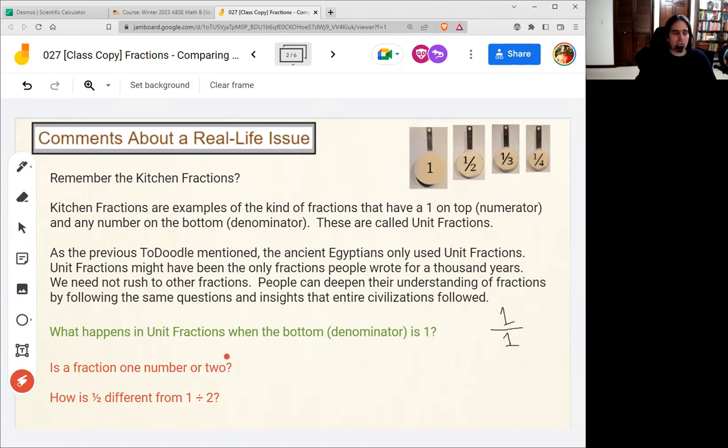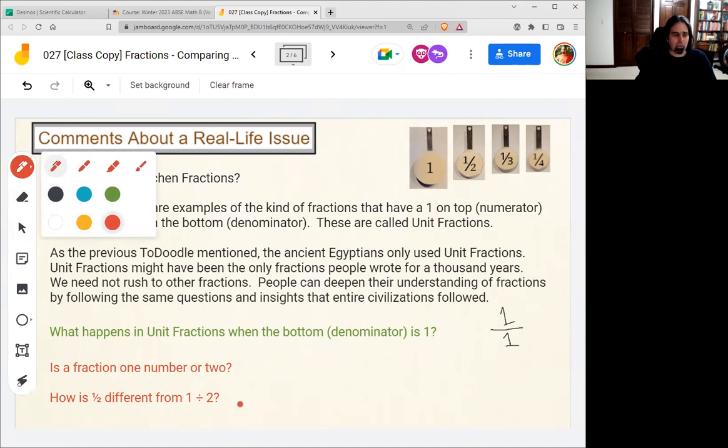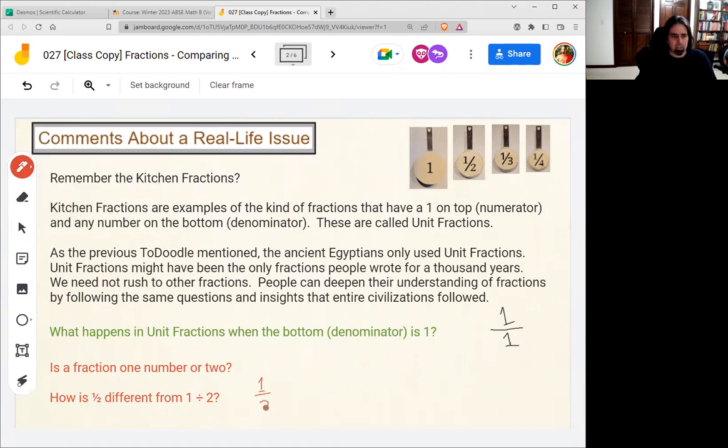A more interesting question is, is a fraction one number or two? As an example, if I have 1/2 and I have 1 divided by 2, in many ways those are the same thing. I have something, I've cut it into 2 pieces, and I have one of them.